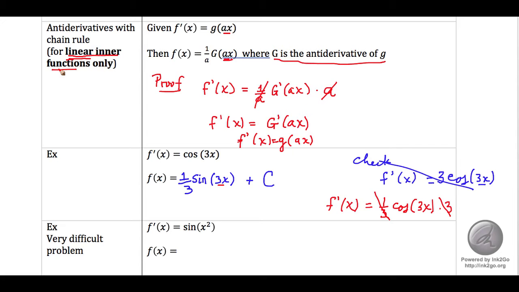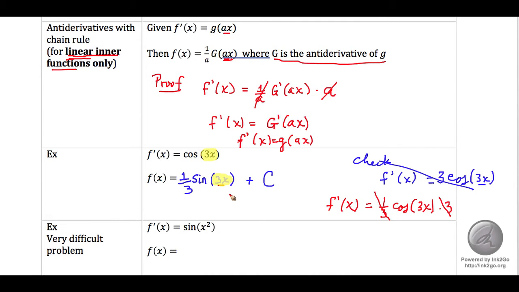Once again, I have to emphasize and hammer home this point. This only works if the inside function here is a linear function. So 3x is the inside function here. That's linear. 3x is linear, right? This does not work at all if the inside is not linear. So let's look at the next example, where we can sort of see why that's the case.